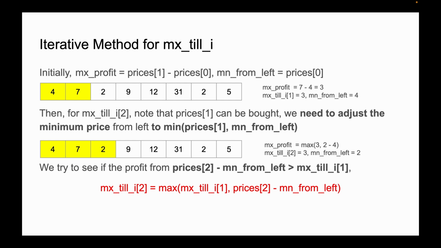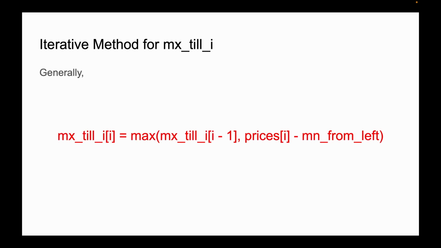So in this example, we note that mx till I at index 2 is equal to the maximum of mx till I at index 1 and prices 2 minus the minimum from left. We keep adjusting the minimum price as we go from the left to the right. So generally, maximum till I for the ith index is the maximum of maximum till I for the I minus 1 index and prices I minus the minimum value from the left.